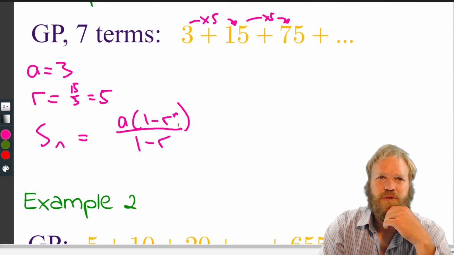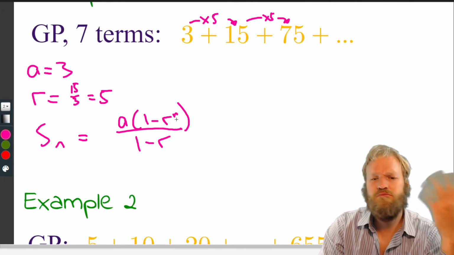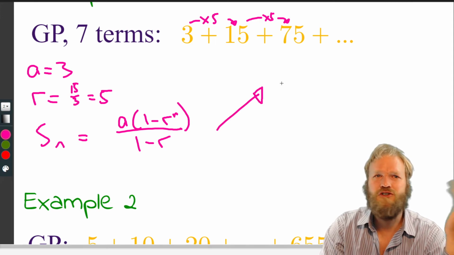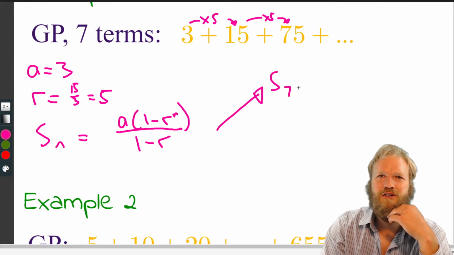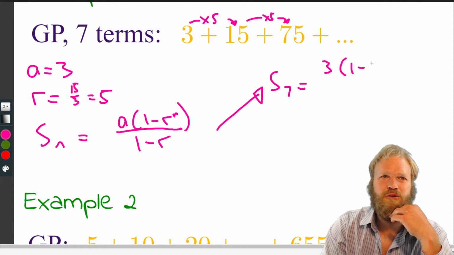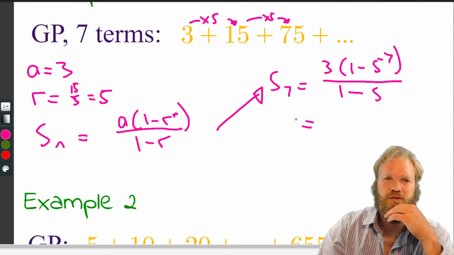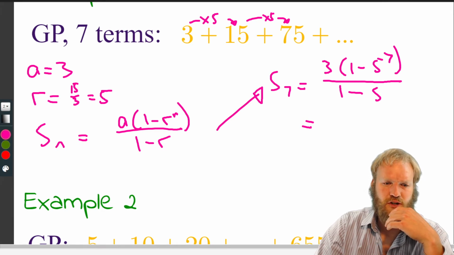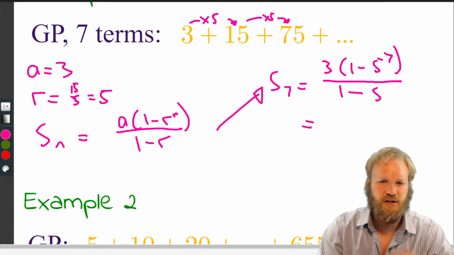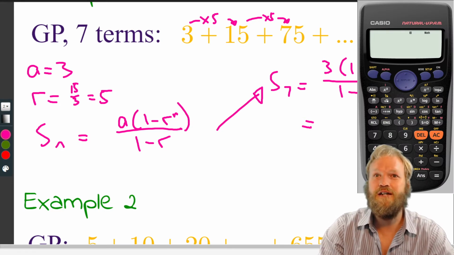We know what A is, we know what R is, we know what n is. Plug and chuck. S7 equals A times (1 minus r to the n) over 1 minus r. Well, we said r was 5, n was 7, and A was 3. What is our ratio again? Well, our ratio, I think we said was 5, wasn't it? Okay, that's cool. We're just going to put that into our calculator, which we have here. Oh, there it is.